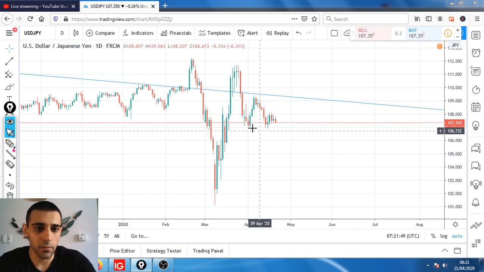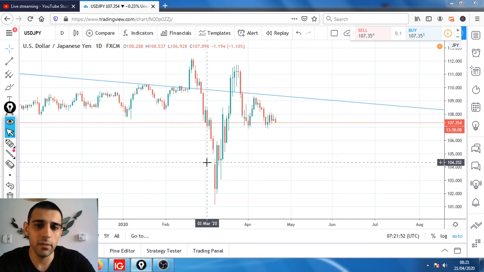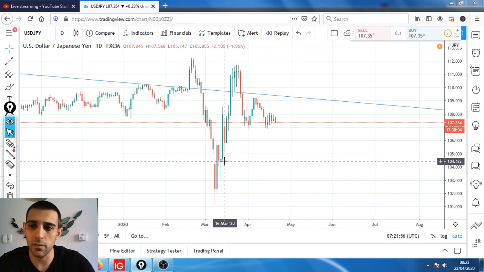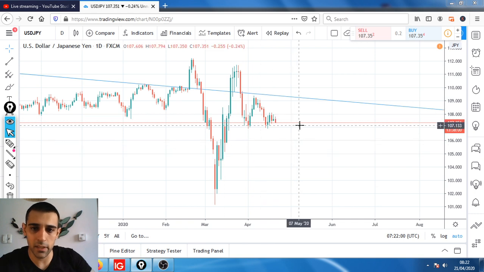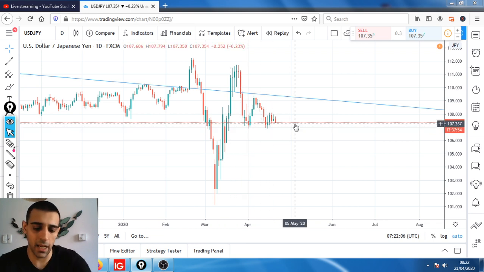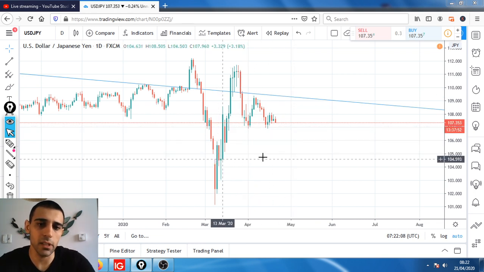Right. Okay, I forgot. Did I mention the targets and stop losses on this one? I didn't. As I said, I'm going to hold it down to this 104.60. But if you want to play it safe, you can take your profit down at 107.10. Personally, I'm going to hold it down to here.